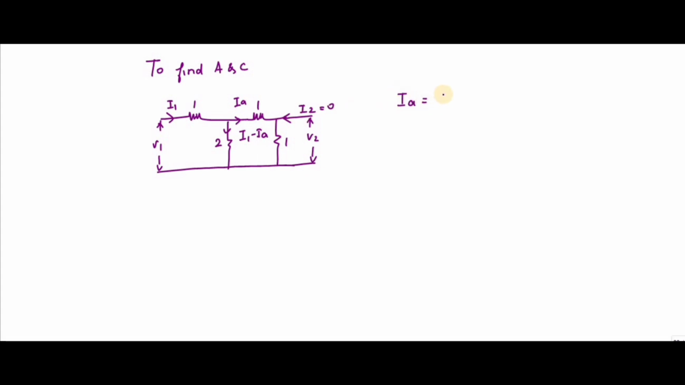What is IA? According to the current divider rule, IA is equal to the total current I1 multiplied by the opposite resistance divided by the total resistance. So IA is equal to I1 divided by 2, because 2 divided by 4 is 1 by 2. What is V2? V2 is equal to 1 into IA, so V2 is I1 divided by 2. So I1 by V2 is 2. That is nothing but C.